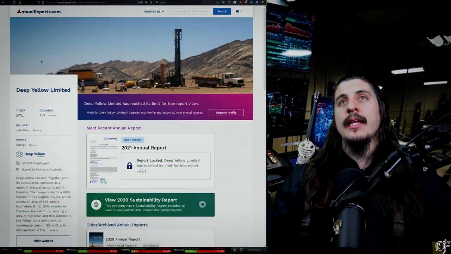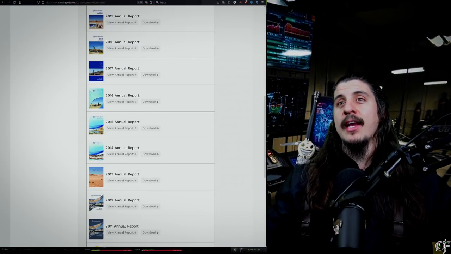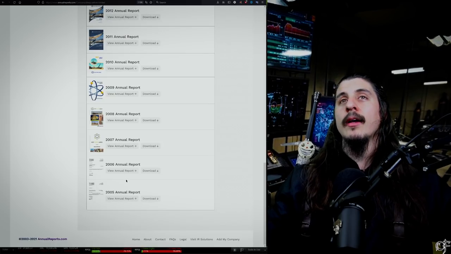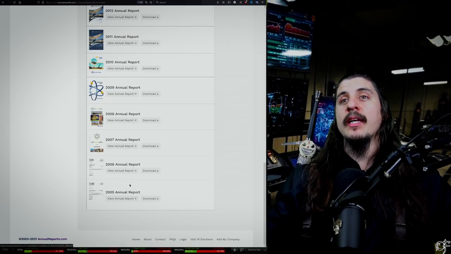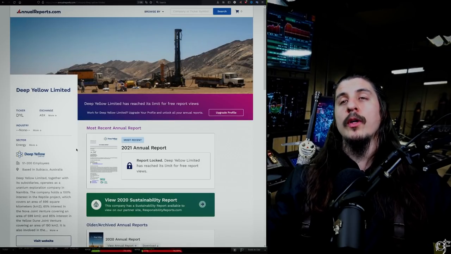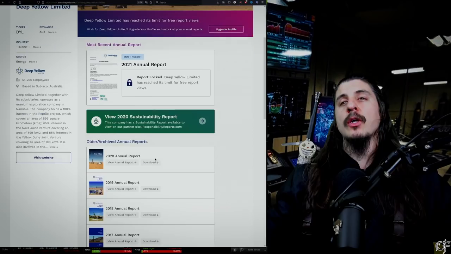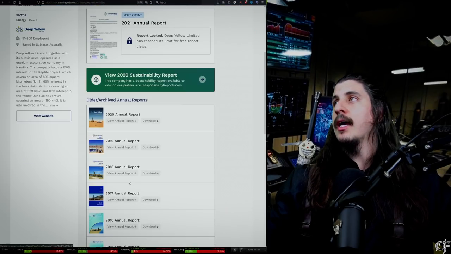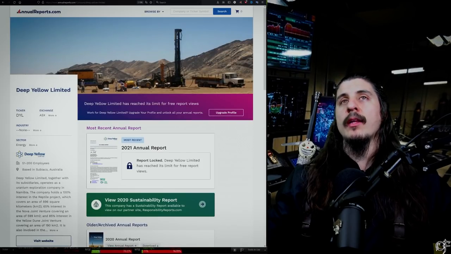The next is annualreports.com. This is a great website to find these annual reports. And this is probably the most important thing an investor should do, whether you're an advanced investor or a beginner: read annual reports on the companies that you look to invest in or want to research. So this is Deep Yellow, a uranium developer. And these are some of the annual reports, and I've read pretty much all of these. This is a great way to find them, okay?